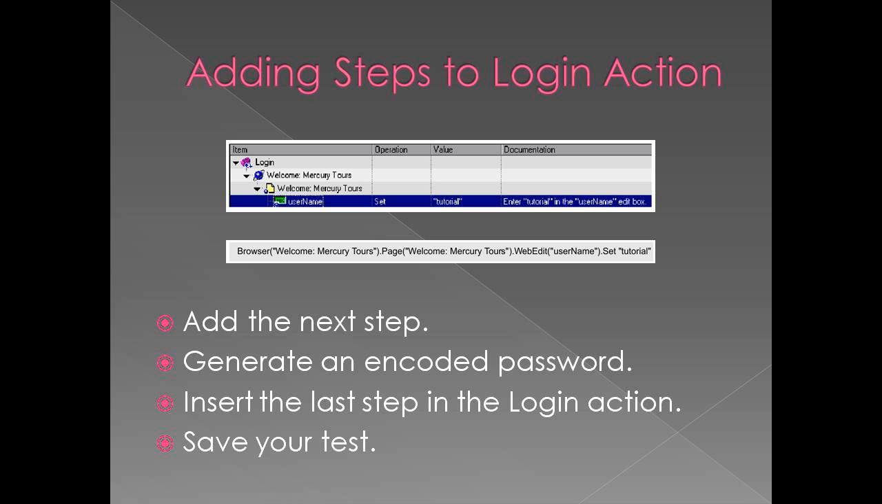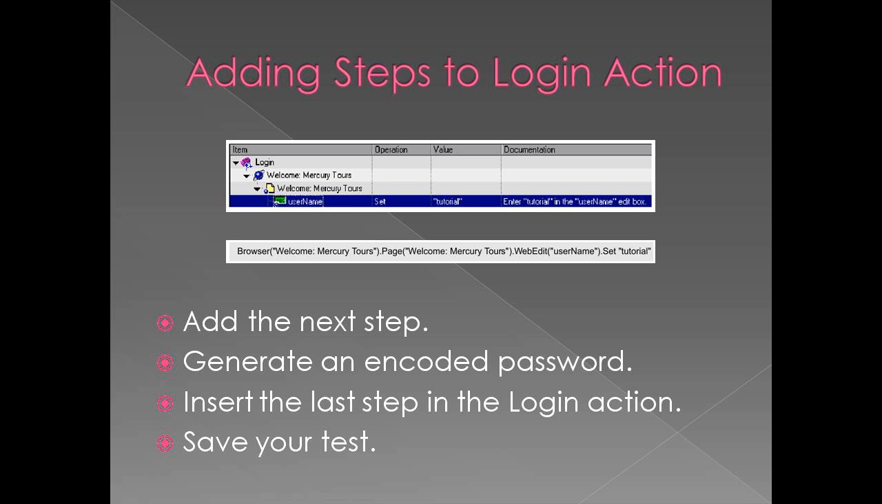C. Click in the operation cell to display the down arrow, and then click the down arrow to display the list of available methods for the selected test object. Select Set Secure from the list. This method enables the use of encrypted text. Now you need to generate the encrypted text and insert it in the value cell.